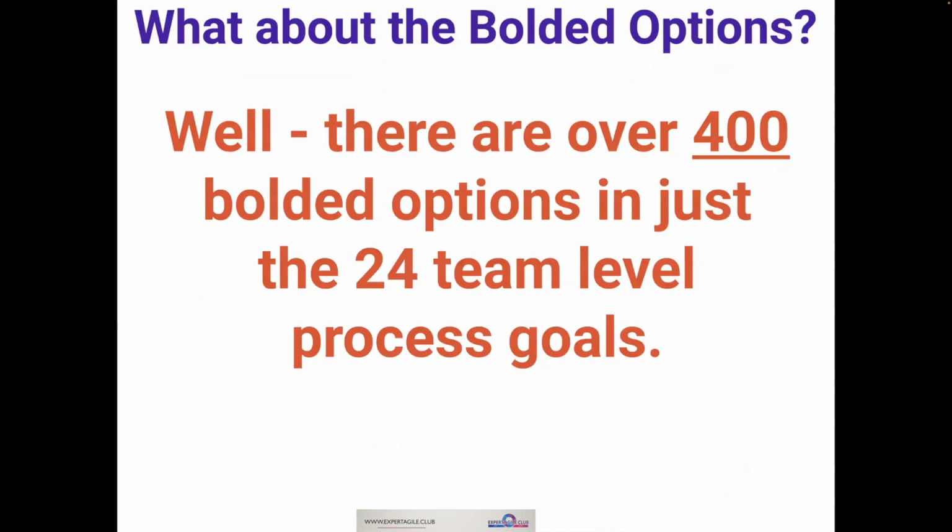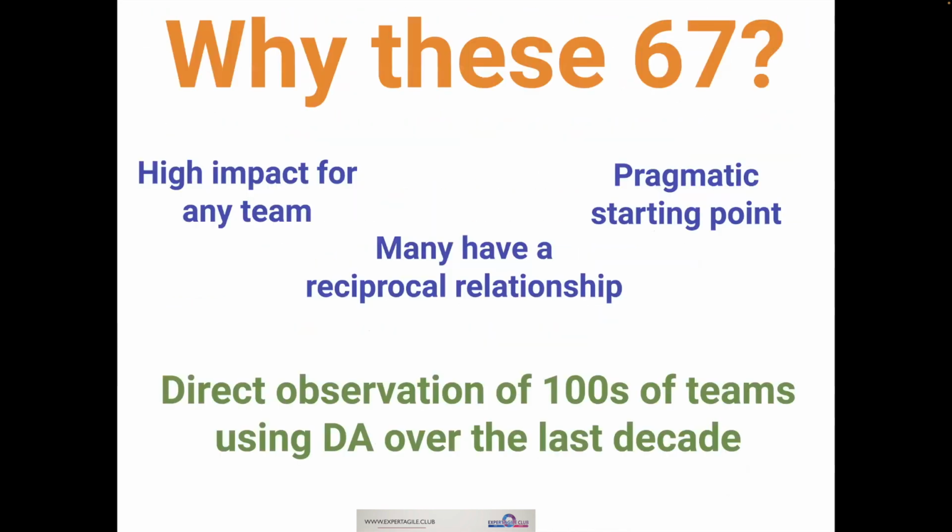The other thing is, why these 67, right? For this particular scenario, the setup that I gave you. Well, for one, we feel that they're high impact for any team. Again, something like using user stories or having acceptance criteria, creating a definition of done, having a definition of ready, right? Team norms, team working agreements, all things that most teams are going to get benefit from.